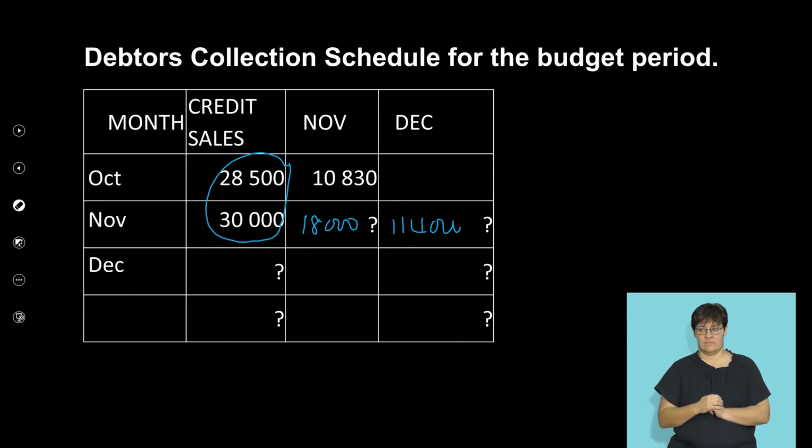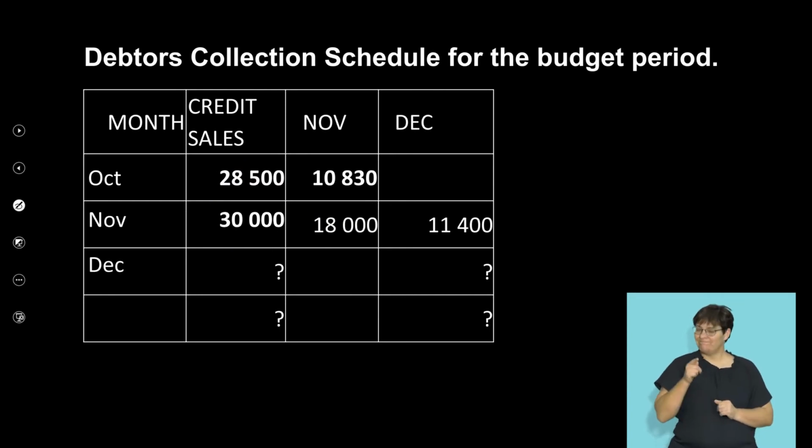Let me just take that out. Erase that. 11,400 is the figure that I'm looking for. Okay, you can see here there it's calculated for you in this slide here. You can see the figures 18,000 and 11,400. Okay, so that was November.